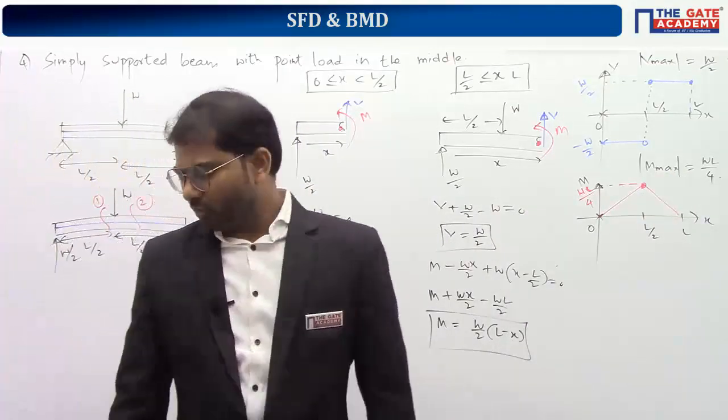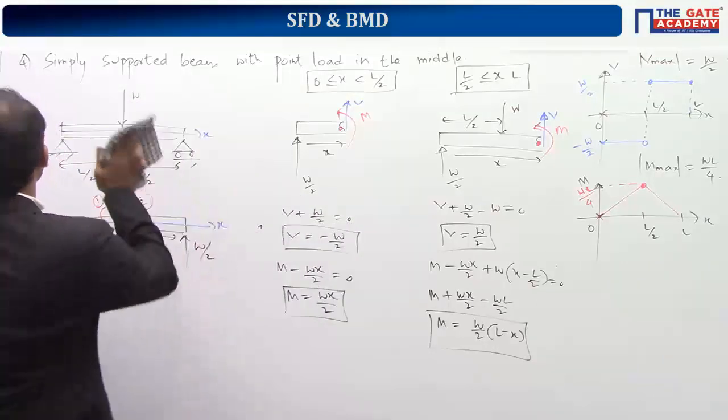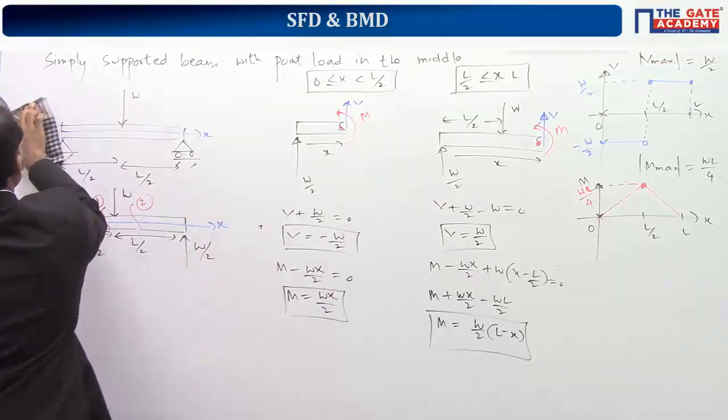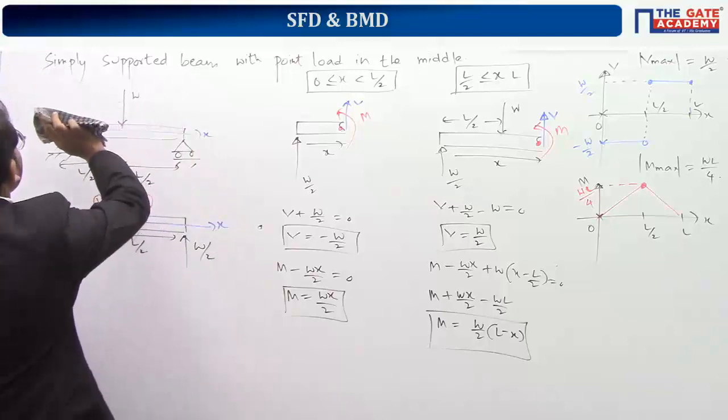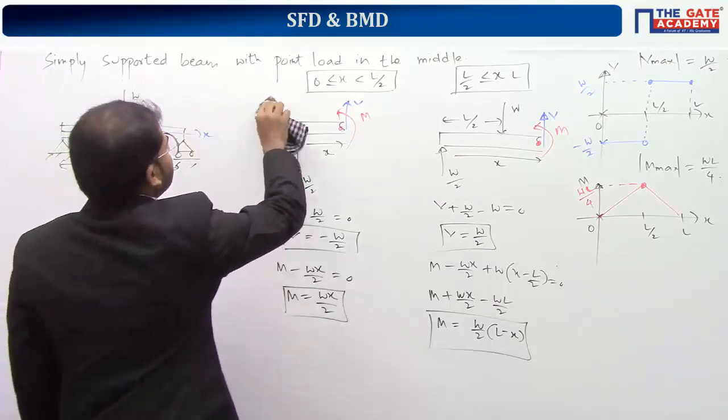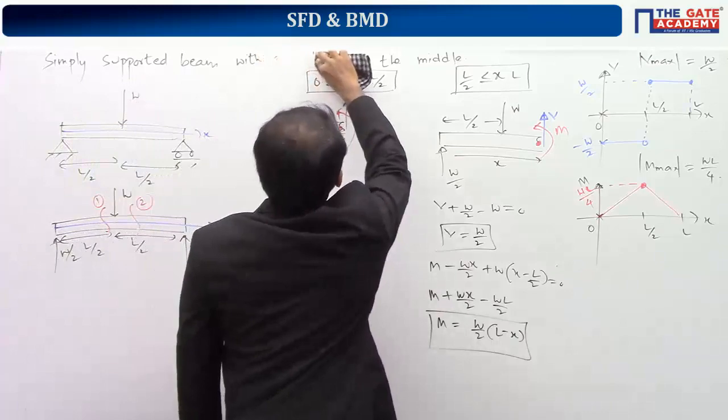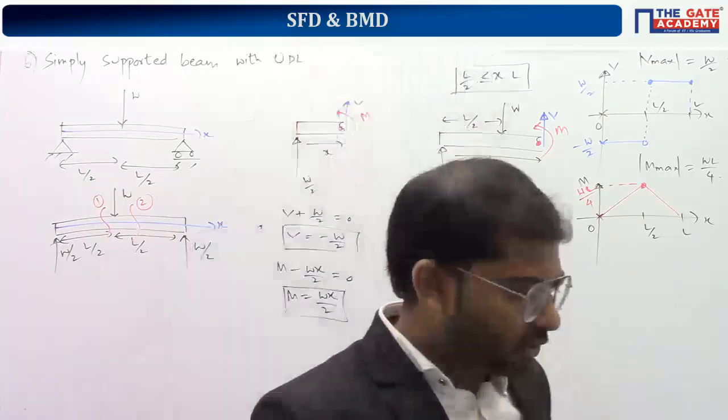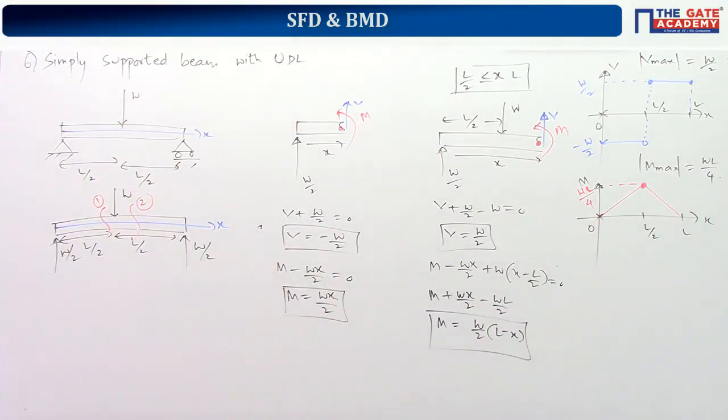Done? Once you guys are done copying, please let me know. We'll go ahead with the next one. Next one is still simpler. There is only a single cut. So the next one is a simply supported beam with uniformly distributed load. Once you're done copying, please let me know. We'll go ahead with the last one.